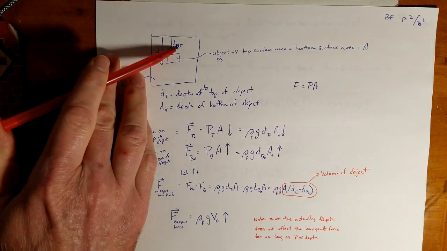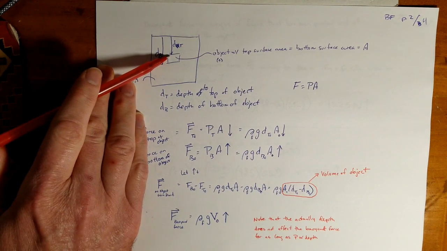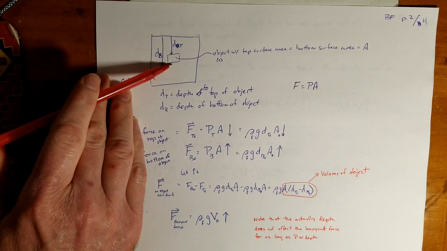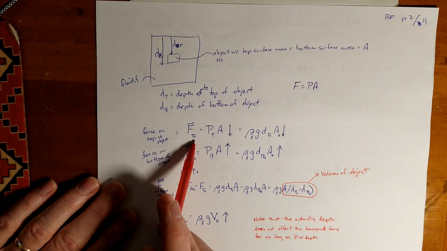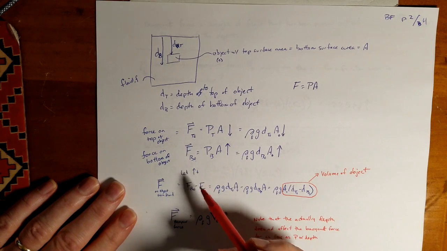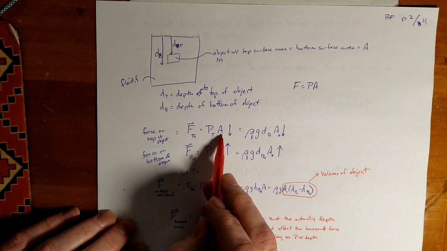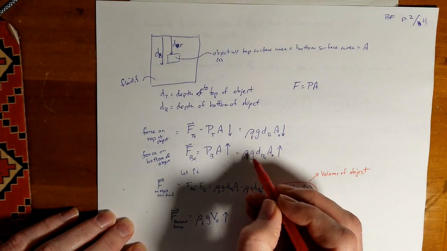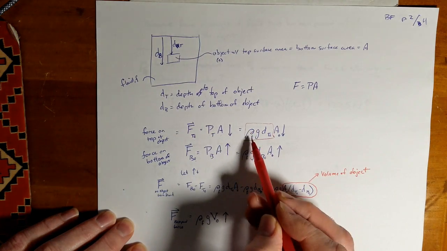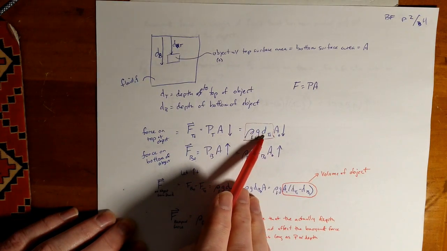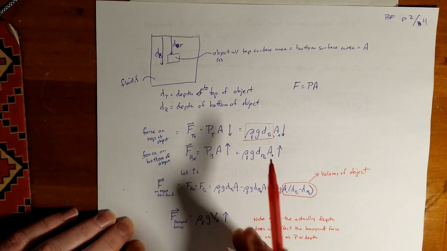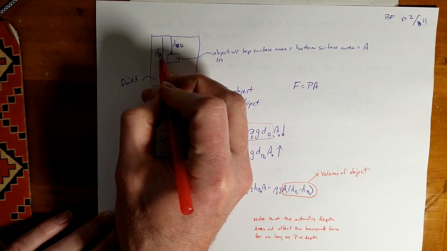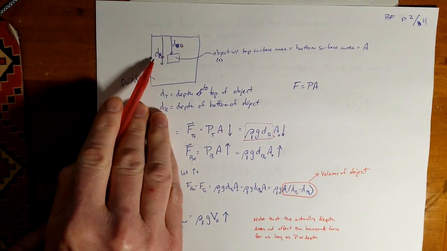I'm using T for top and B for bottom. The top is at a certain depth, the bottom's at a lower depth, as mentioned before. Therefore, the force from the bottom on the object and the force from the top on the object are unequal. The force is equal to the pressure on top times the surface area up here, and the pressure on the bottom times the surface area down here. And I know that pressure is equal to the density of the fluid times the acceleration due to gravity times the depth. In the previous video I used H, but I'm using D right now because I've defined it that way. Depth to top of object, depth to bottom of object.